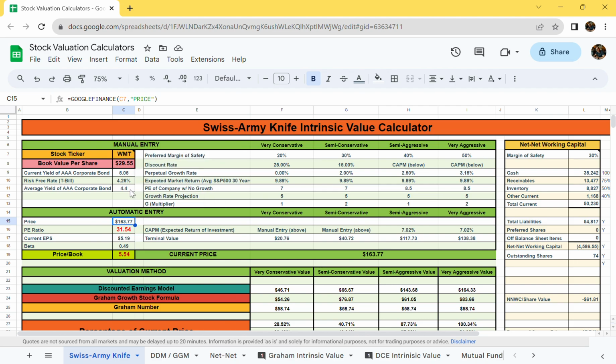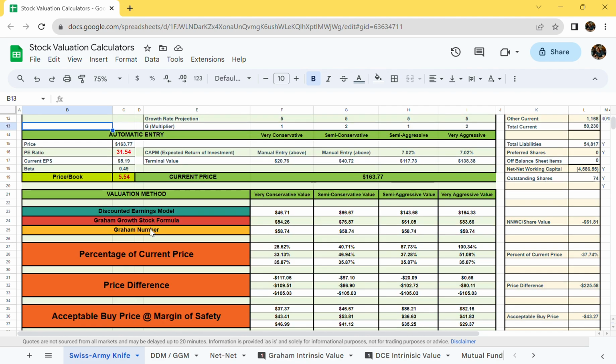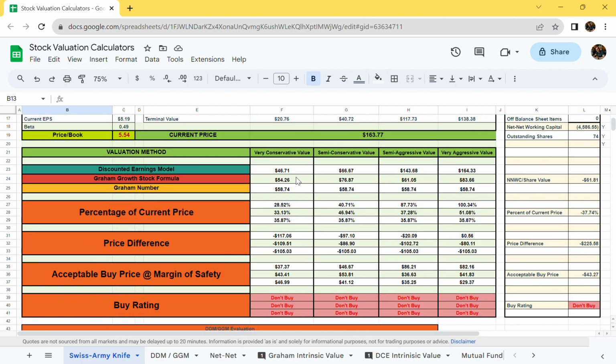Again, you have a couple manual entry things. These are manual entry as well, but these are assumptions. These are what they are. And it's going to affect these automatic items here, which then will funnel in down here. As you can see, you've got a different formula for each of these different valuation methods.